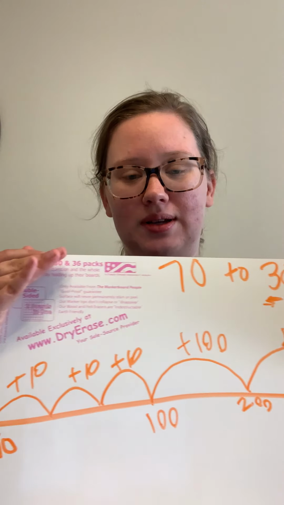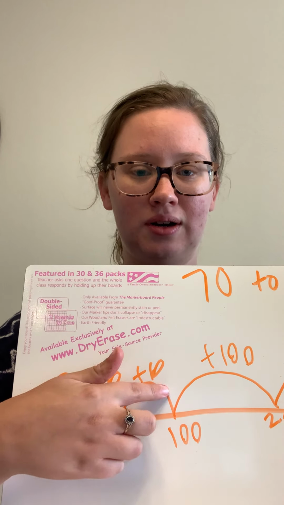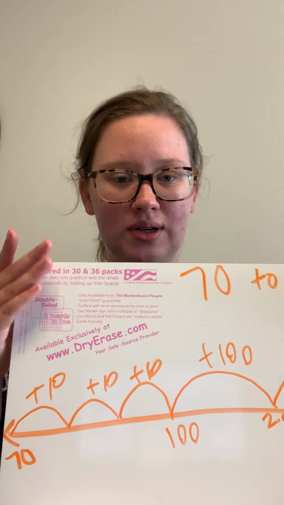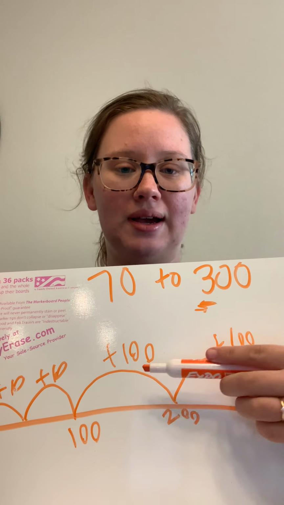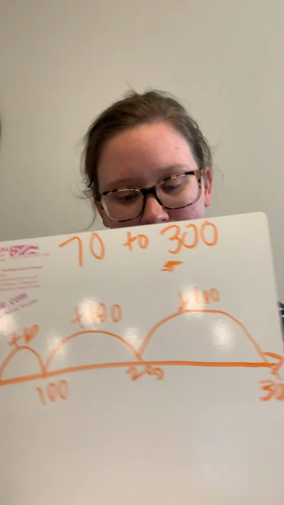Plus 100, plus 100. So I started at 70. I counted on 3 tens to get to 100. And then from 100, I counted on 2 more 100s to get to 300. Let's do one more example.